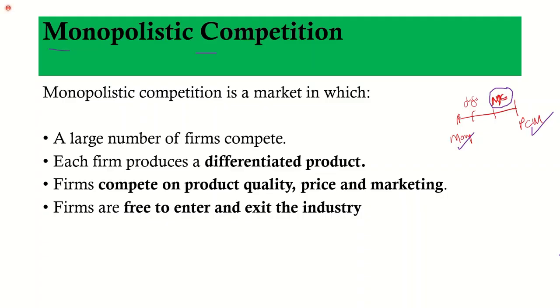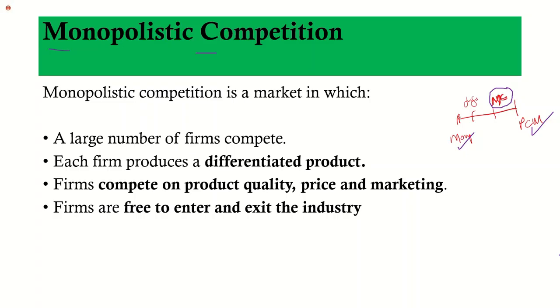Monopolistic competition has a large number of firms that compete. Each firm produces differentiated products. Firms compete on product quality, price, and marketing. Firms are free to enter and exit. When you see the two words, you see that there is competition, and at the same time some variation or differentiation in the products. There are many sellers and buyers, but not as many as in the perfectly competitive market. You find lots of substitute products in this market.